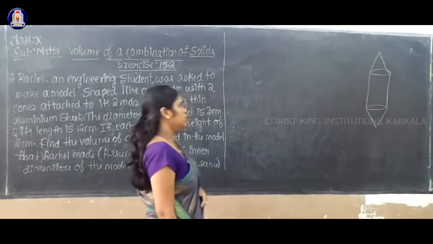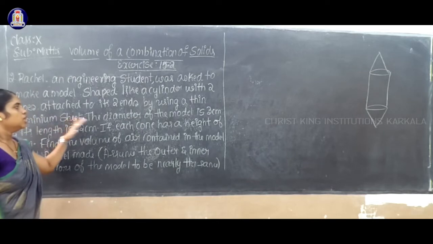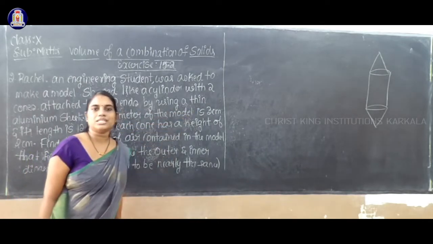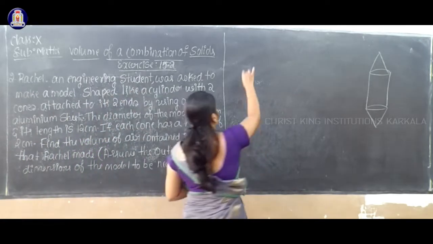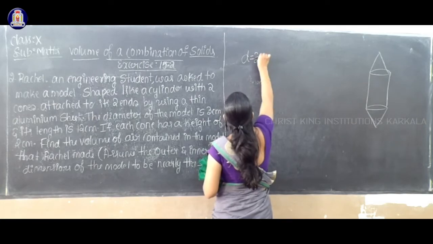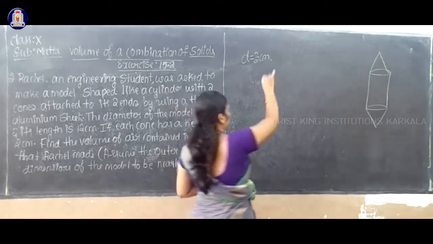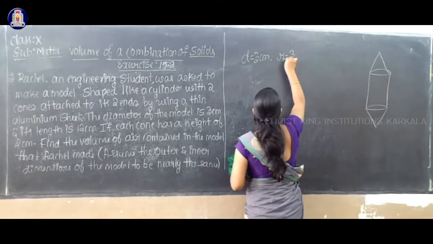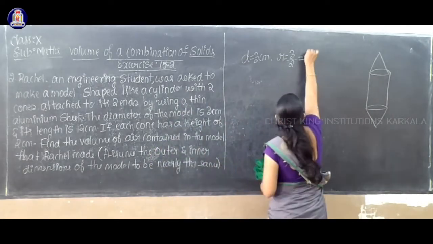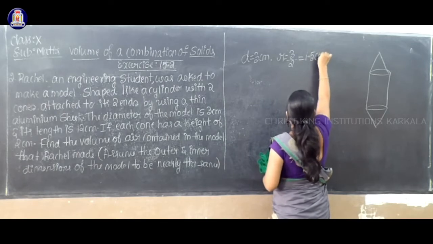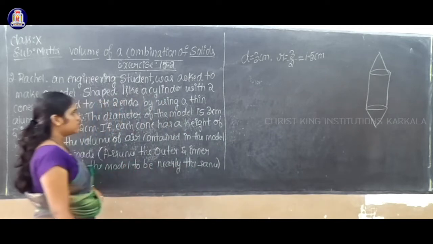So in the question, what have they given here? The model is made of a thin aluminium sheet, and the diameter of the model is 3 centimeter. So D is equal to 3 centimeter. Then what about the radius value? Radius R will be half of diameter, that means 3 by 2. 3 by 2 is equal to how much? 1.5 centimeter. Isn't it?